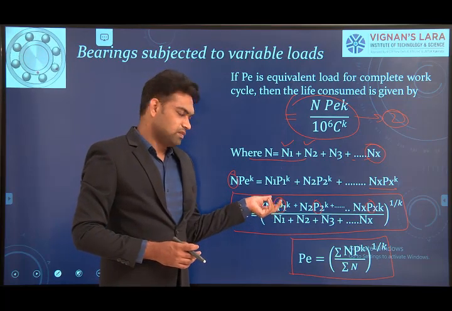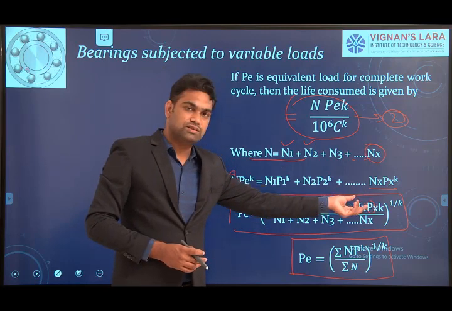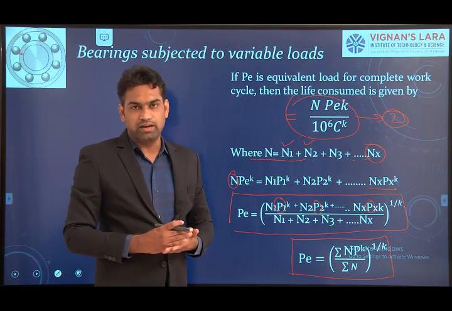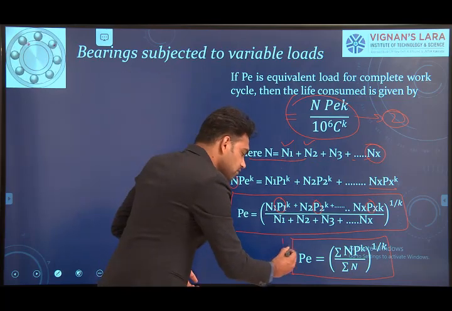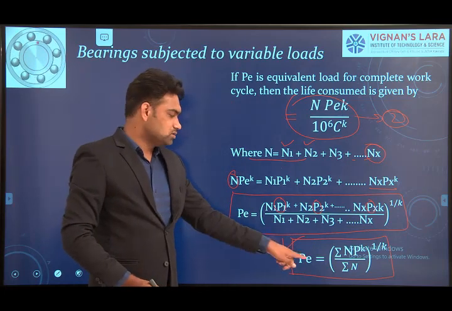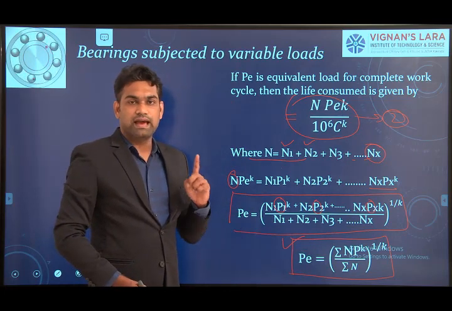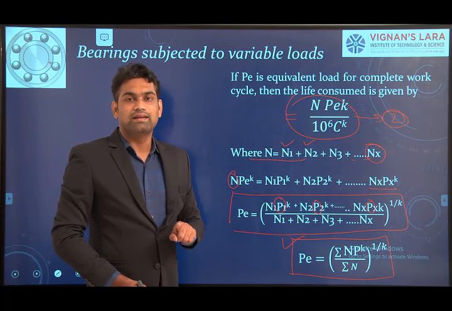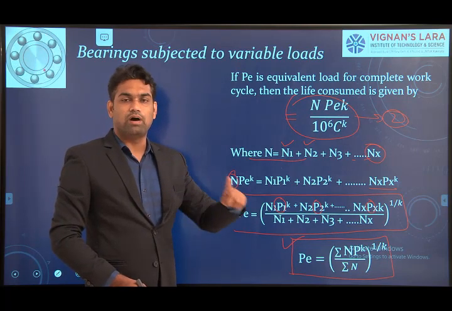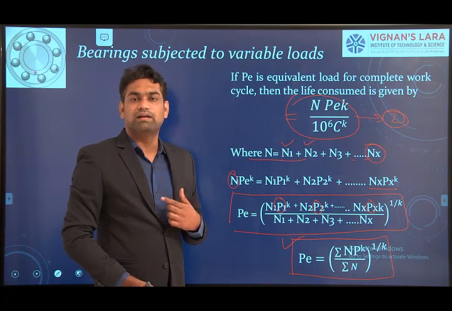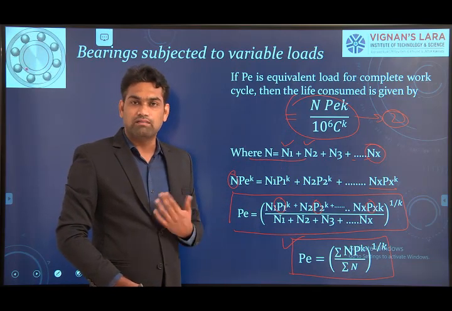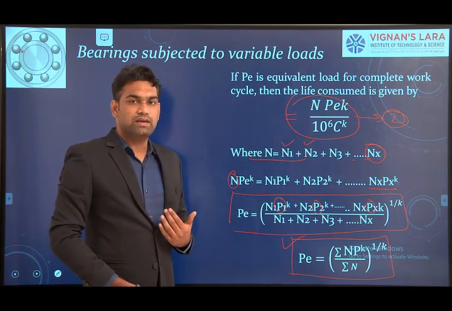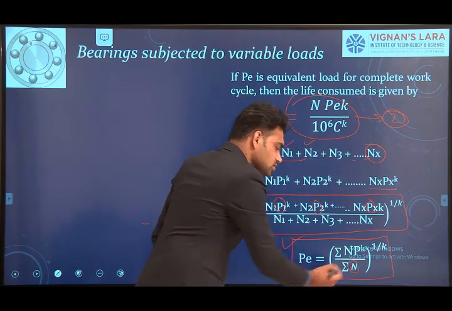For calculating P1, P2, P3 up to Px, we need to calculate all these equations. After that, we calculate the equivalent bearing load for the variable load. In the steady case you calculate only one single equivalent load, but here, for each interval of time, we need to calculate each dynamic bearing load, that is P1, P2 up to Px. After calculating all these equivalent loads, we calculate the equivalent bearing load, or equivalent load rating, for variable loads using this expression.